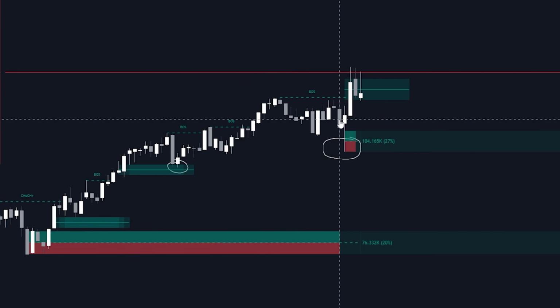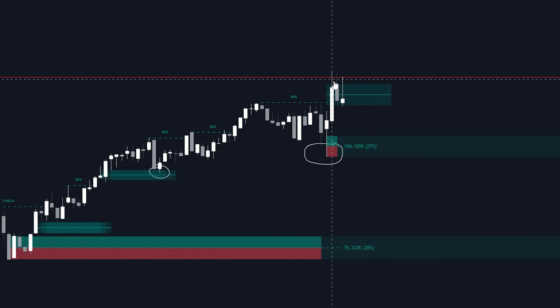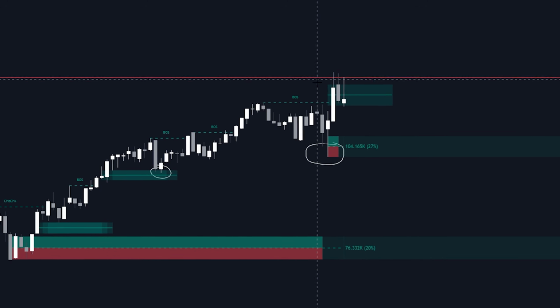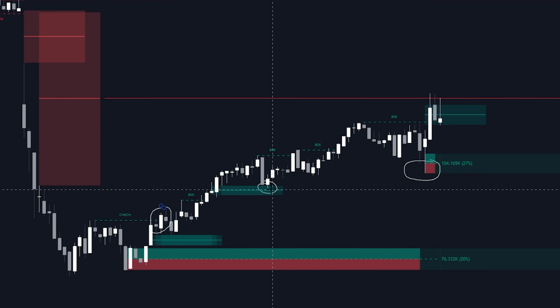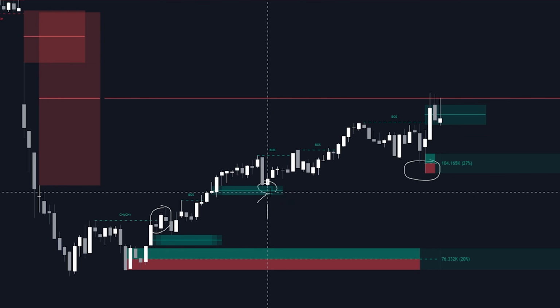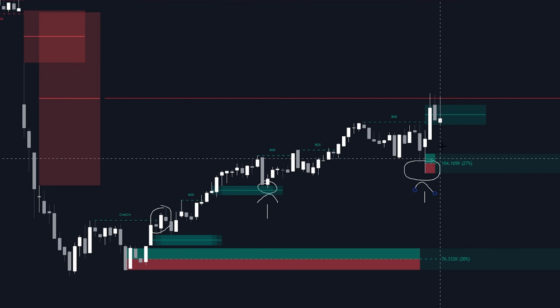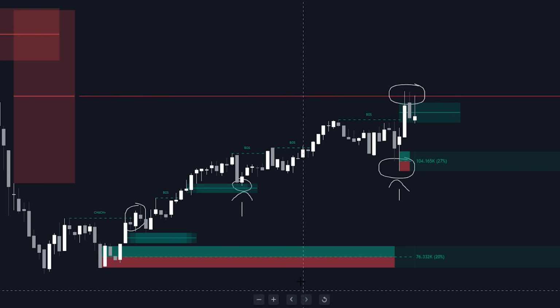So right after that move into the order block, we did see the impulse right into that midline that we were looking at originally from right here. This is where we identified the potential target. We got these two potential entries right here, and we reached the target right here. So that is the move.